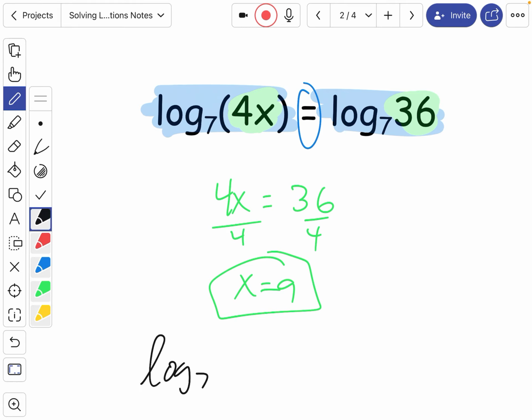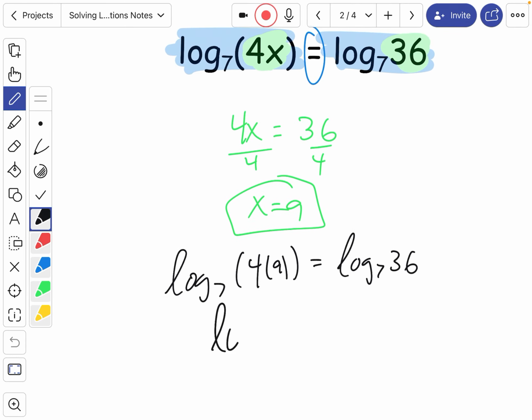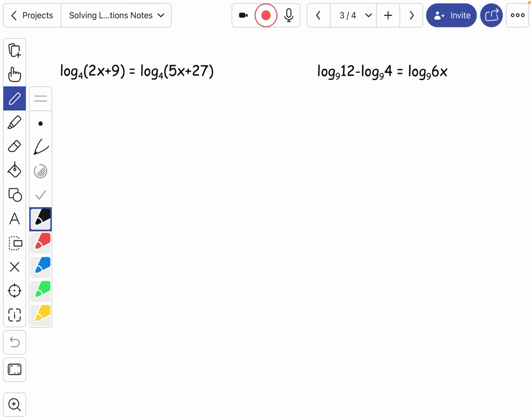So we have log base 7 of 4 times 9 equals log base 7 of 36. And 4 times 9 is indeed 36, so this is log base 7 of 36 equals log base 7 of 36. So that does check out. We'll see in a little bit that it doesn't always check out when you solve it using your algebra.